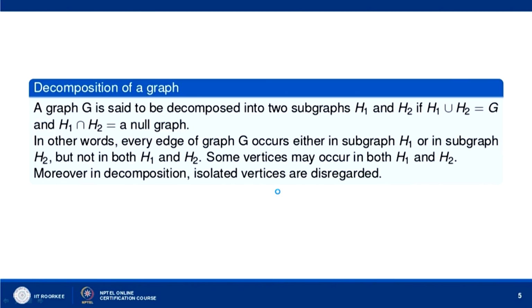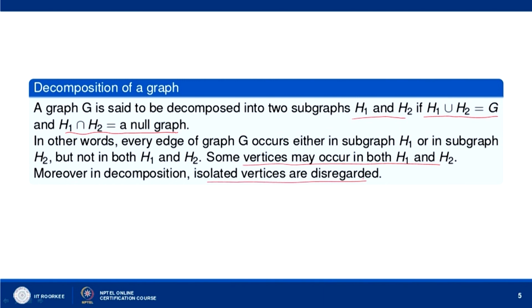Now, a graph G is said to be decomposed into two subgraphs H1 and H2 if H1 union H2 is equal to G and H1 intersection H2 is equal to a null graph. In other words, every edge of graph G occurs either in subgraph H1 or in subgraph H2, but not in both. Some vertices may occur both in H1 and H2. In decomposition, isolated vertices are disregarded.